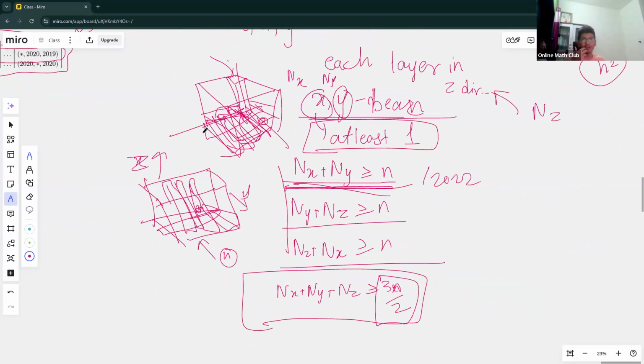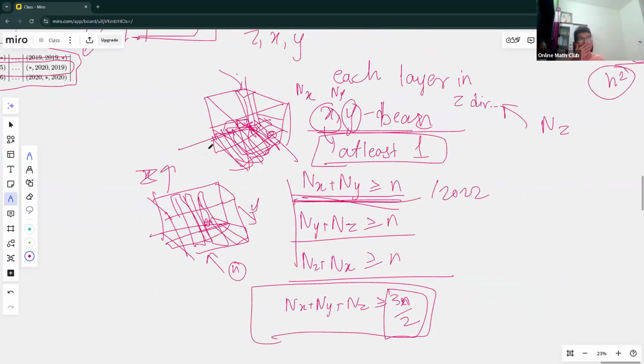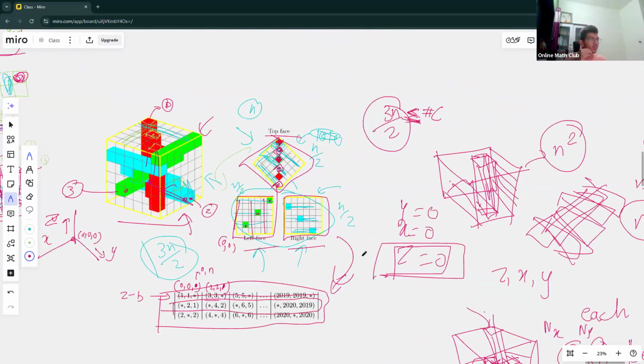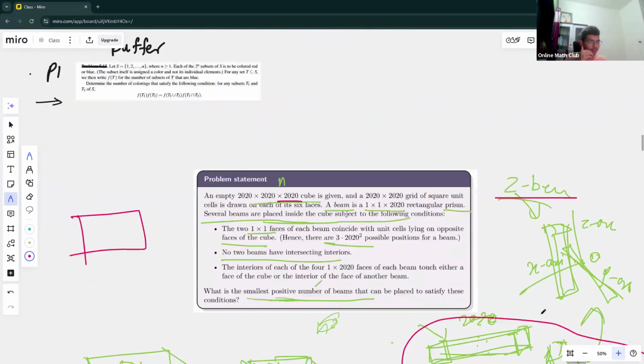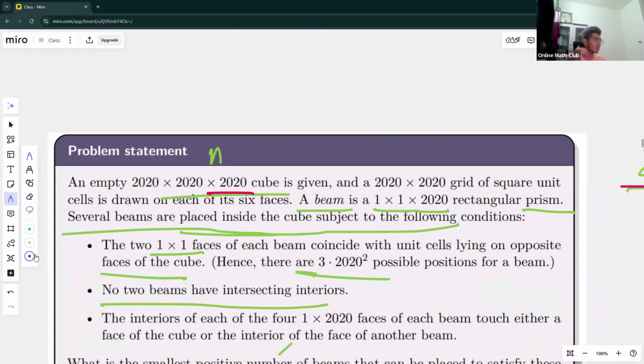The formal way is a little bit formal, but once you find the intuition, you can write it up. So the source of this problem is, where is it? US AMO 2022 P2.